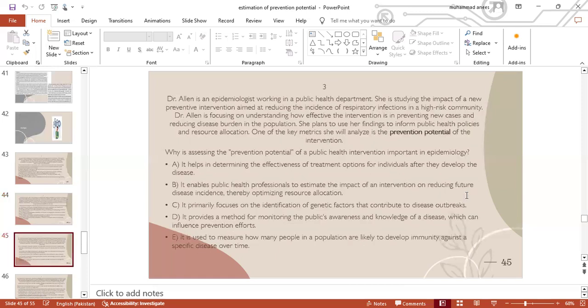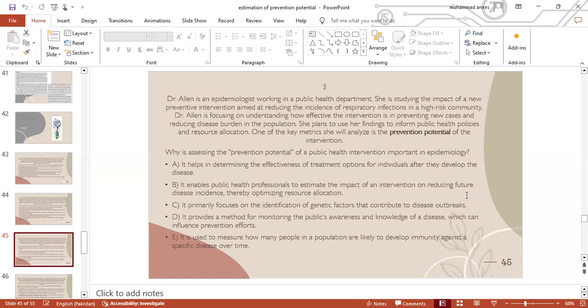Three, Dr. Allen is an epidemiologist working in our public health department. She is studying the impact of a new preventive intervention aimed at reducing the incidence of respiratory infections in a high-risk community. Dr. Allen is focusing on understanding how effective the intervention is in preventing new cases and reducing disease burden in the population. She plans to use her findings to inform public health policies and resource allocation. One of the key metrics she will analyze is the prevention potential of the intervention. So why is assessing the prevention potential of a public health intervention important in epidemiology?